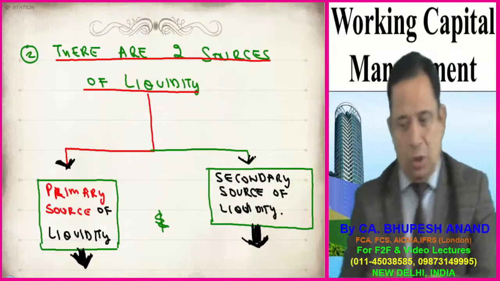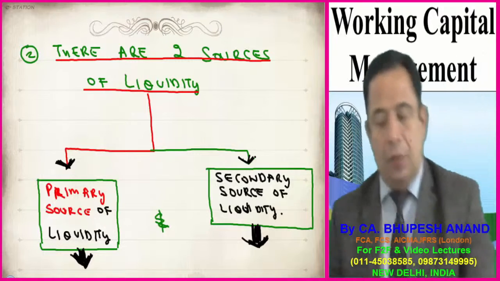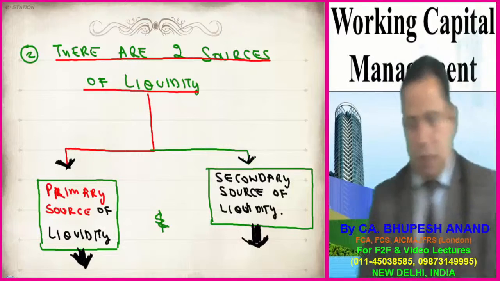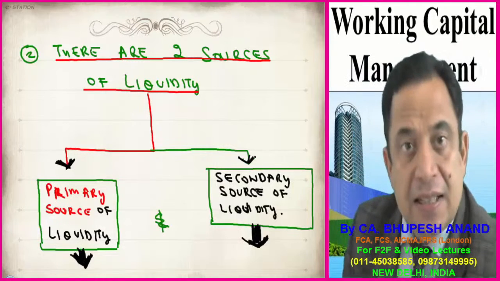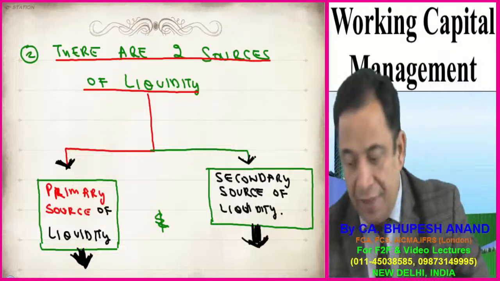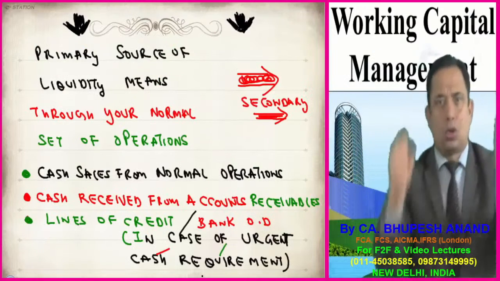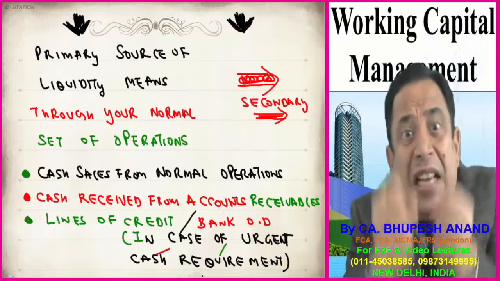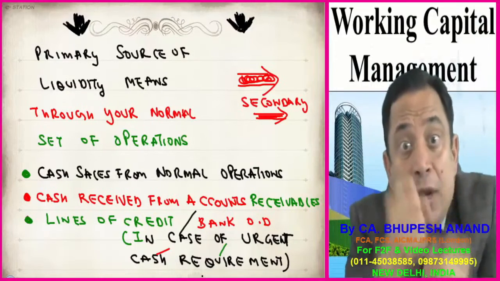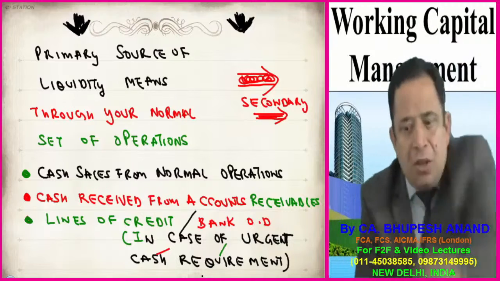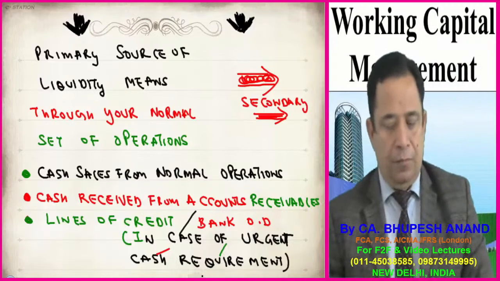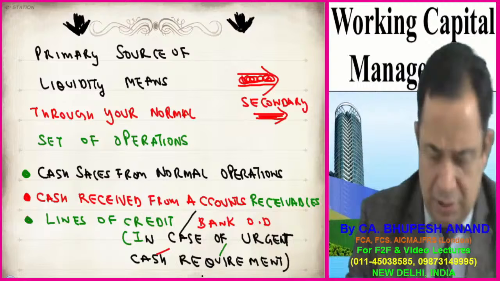So please prepare a flowchart like this. There are two sources of liquidity: one is the primary source of liquidity and the second is the secondary source of liquidity. When I say primary source, I mean the main source. It means with the help of that source, we can easily judge whether the company is doing well or not. For example, I have written 3 examples.